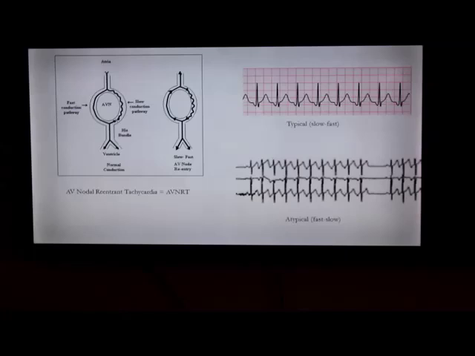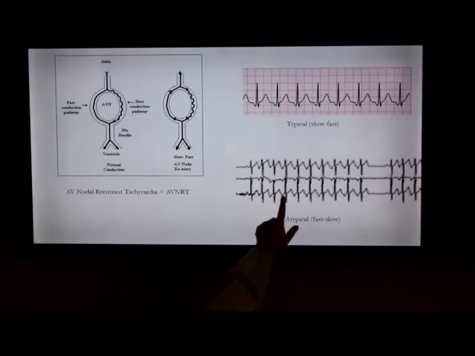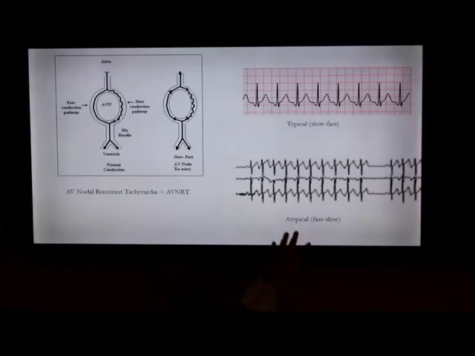If it's the opposite, the signal goes down the fast and up the slow. So it goes down the fast and we get a QRS, then up the slow, which takes a long time until the signal returns to the atrium. So you would have a long VA interval. We call this atypical fast-slow. It's rare, about 10% of AVNRT is atypical. Most are typical slow-fast.